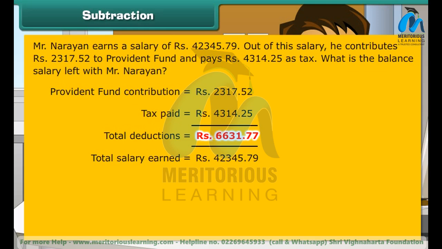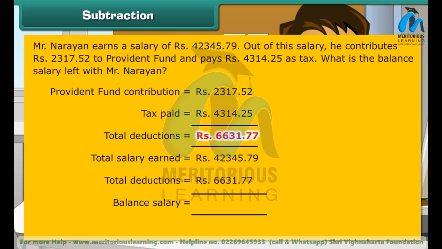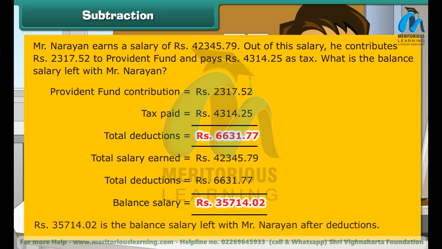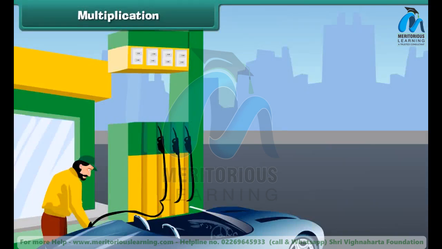Total salary earned is rupees 42,345.79. We subtract the deductions of rupees 6,631.77 from the salary earned to get the balance salary as rupees 35,714.02. Rupees 35,714.02 is the balance salary left with Mr. Narayan after deductions.